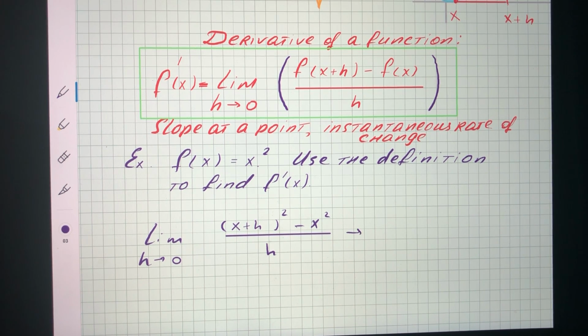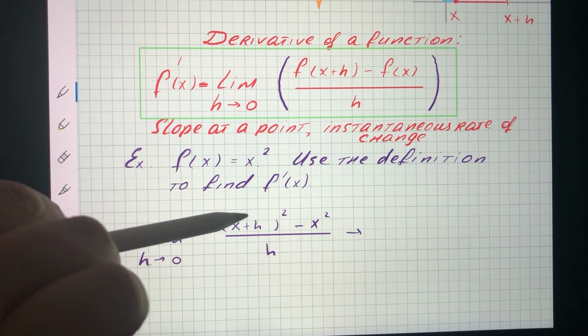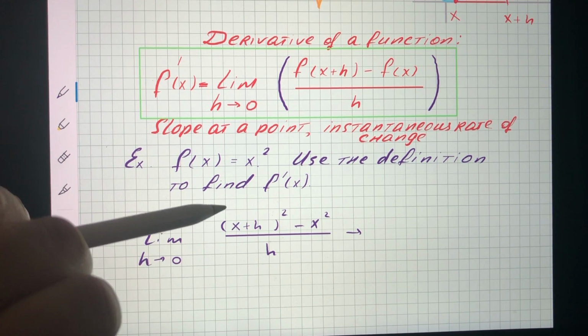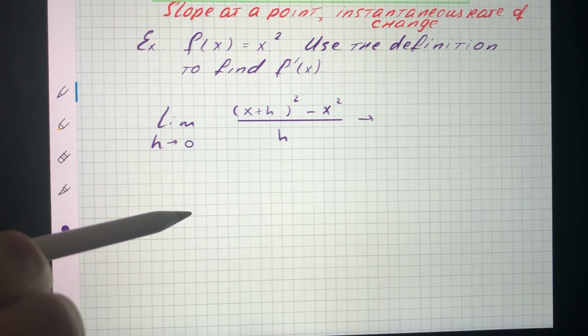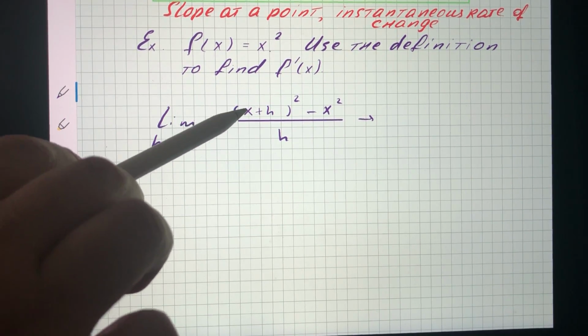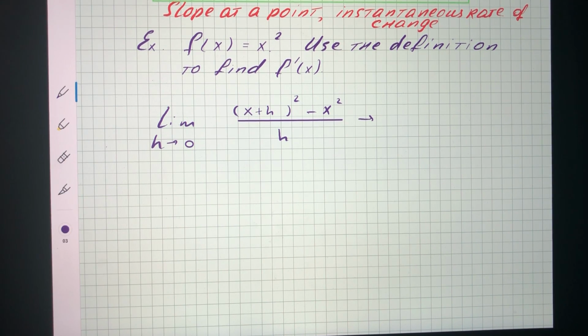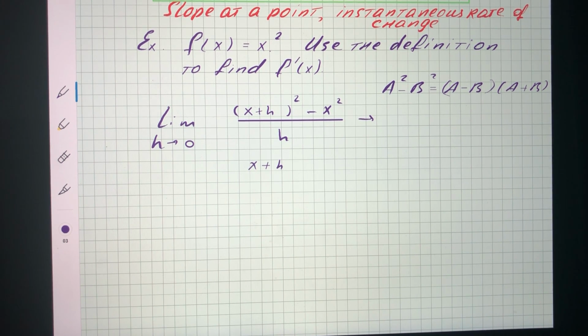Now at this point we can multiply out x plus h times x plus h, as we have done in our previous example. We also can notice that this is the same as difference of squares. And if we use the difference of squares formula, that's just a different trick to solving this, we can expand it or factor using a minus b and then a plus b. So if we apply this to our formula, we will have a minus b and then a plus b divided by h.